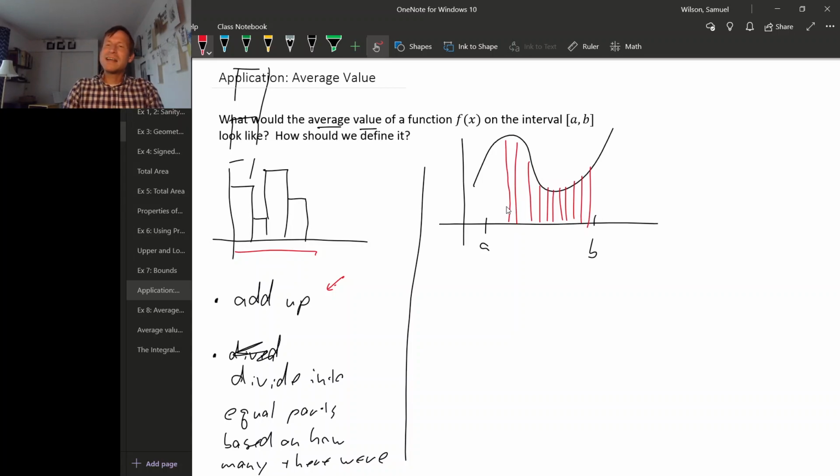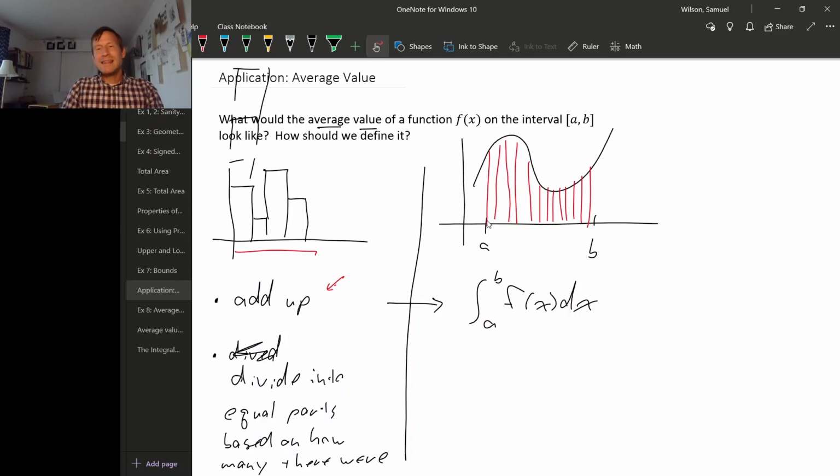Well, maybe instead of adding up their length, we should add up their area. But what do you get if you add up the area of all of these line segments? You get the area of the whole region. That's just the integral from a to b. So for the function case, or the continuous case, instead of adding up individual numbers, we should compute an integral from a to b of f of x dx.